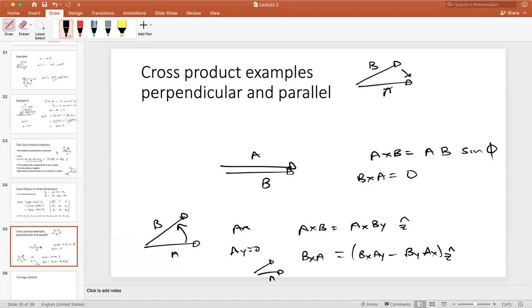Note that these vectors are still the same, and I'll draw it down here. I'm trying to cross B to A. A only has an X component still. So when I'm crossing B to A, I get BYAX. And when I'm crossing A to B, I get AXBY. And what this leads to is the general idea that A cross B is equal to negative B cross A.